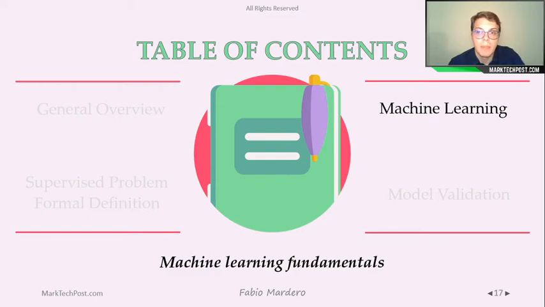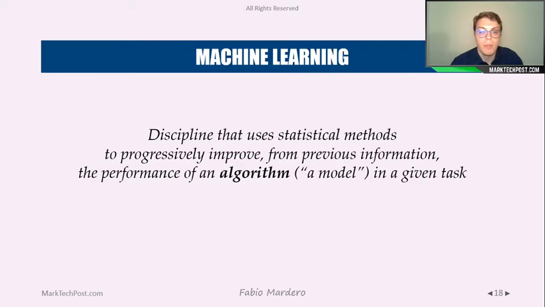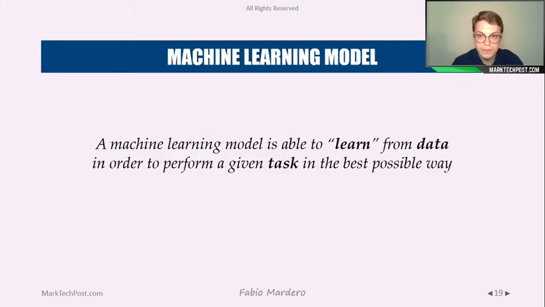Now let's recap some machine learning fundamentals. For example, what is machine learning? Well, machine learning is a discipline that uses statistical methods to progressively improve, from previous information, the performance of an algorithm, what we call a model, in a given task. So now you can understand why we have studied statistics before this last course.